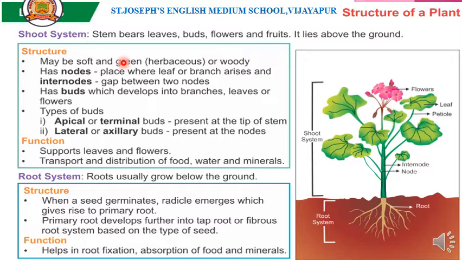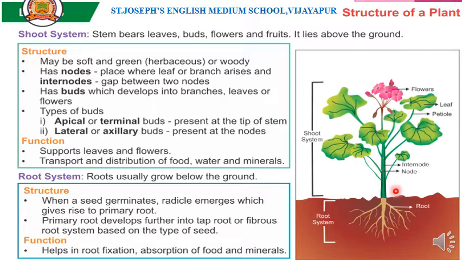Shoot system has buds which develop into branches, leaves or flowers. Types of buds. Apical or terminal bud is present at the tip of the stem. You can see here it is the tip of the stem, right? Lateral or axillary buds are present at the node of the stem. Node means here. Okay. Function: supports leaves and flowers.